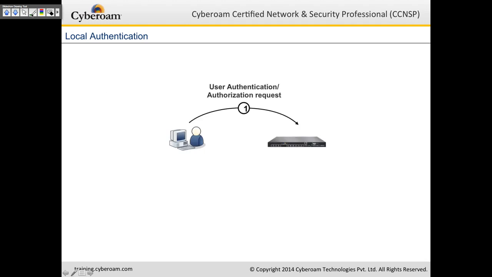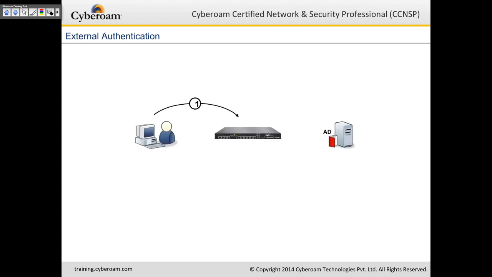So this is how the flow happens when you are trying to authenticate locally to Cyberoam. The user tries to browse any website and it sends the authentication or authorization request, and Cyberoam sends the authentication or authorization result, and finally it authenticates the user if the credentials are good, or else it gives a failed login to the user.